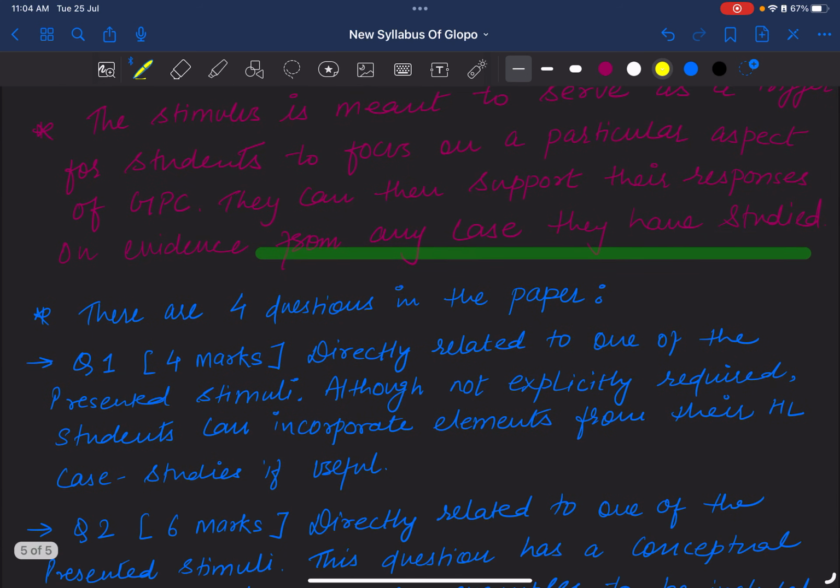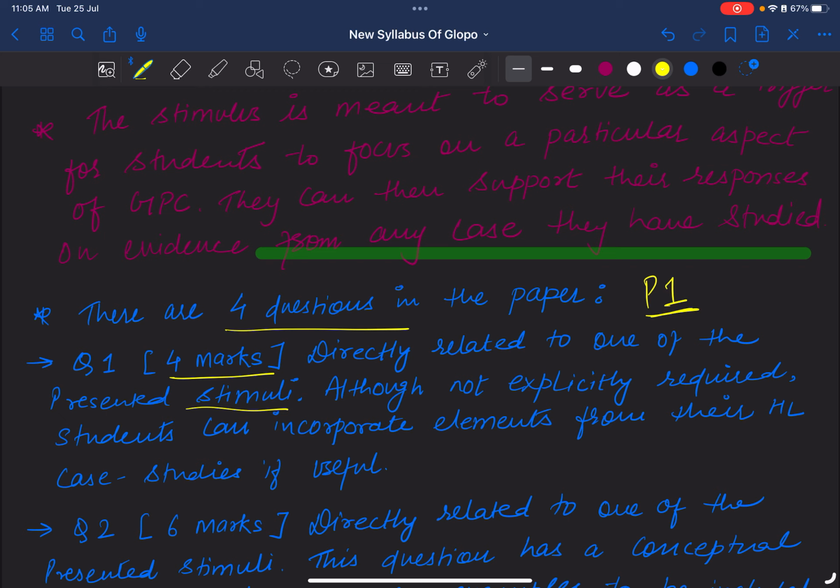Further, paper 3 would also have 4 questions, similar to paper 1. Paper 1 has 4 questions, and paper 3 will also have 4 questions for HL students. The first question would be of 4 marks. This would be directly related to one of the presented stimuli. How many stimuli would be given to you? There are 2 stimuli. This is what has been mentioned so far, but in case IB changes it, we will get to know by March 2024.